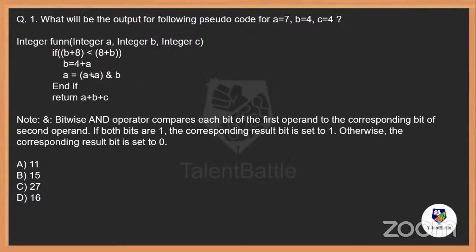So if you are checking what exactly that symbol stands for, it is the bitwise AND operator, which is going to compare the bits of the first operand with the corresponding bit of the second operand. And then if both the bits are 1, the corresponding result bit will be set to 1, otherwise it will be set to 0.